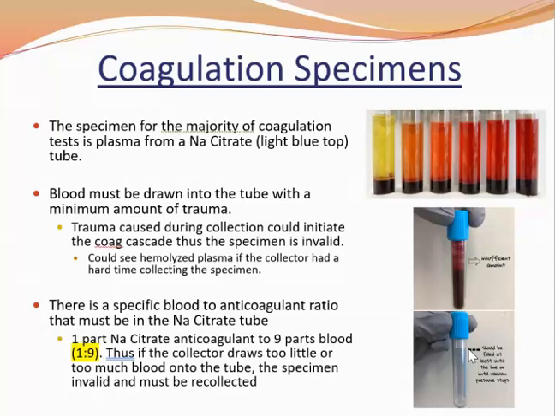Another thing that you have to consider, if you're using a butterfly, is that there's air in the line, the tube that connects the butterfly needle to the tube. So sometimes you have to draw a waste tube in front of the actual tube you're wanting to draw your specimen in, because if you just automatically put your specimen tube on, it's going to allow air to draw into the tube, and you're never going to be able to fill your tube up to that 1:9 ratio.